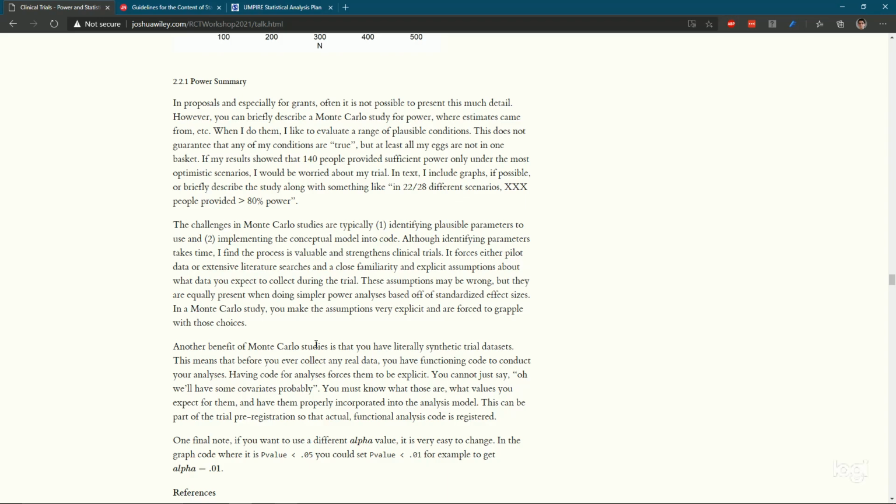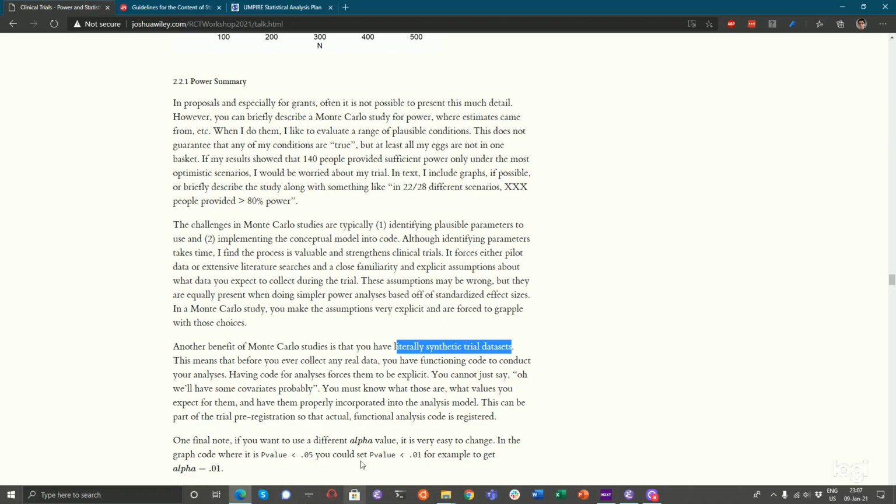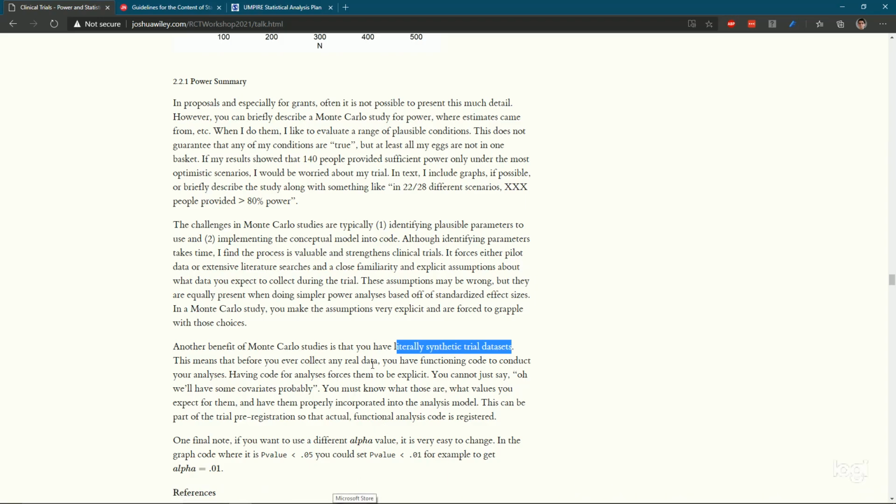Another benefit of the Monte Carlo studies is that you literally have synthetic trial data sets. These data sets should look exactly like the ultimate trial data that you're going to analyze. This means before you ever collect any real data, you can have functioning code to conduct your analyses. Having code for analyses forces them to be explicit. You can't just say, oh, we're going to have some covariates, or I'll run a linear mixed model. I don't know exactly how to code that, what's going to be random effects or not. You have to actually code it all out, and that forces all of that to be explicit. And you can make sure that it works on these synthetic Monte Carlo data sets. And this can be part of the trial pre-registration so that actual functional analysis code is registered.